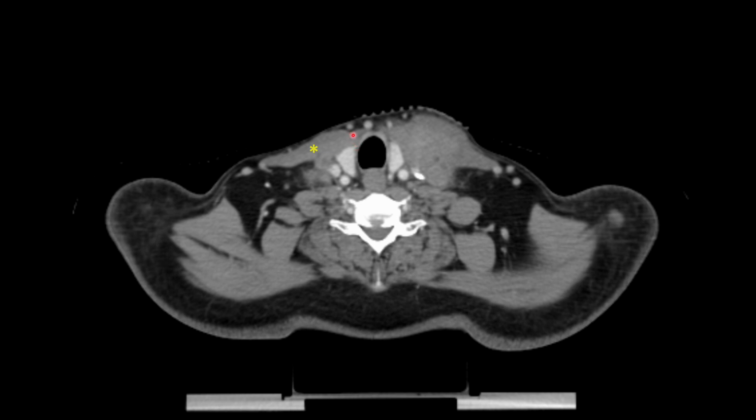So this is the medial limit of the muscle, and this is the lateral limit. All the way from here to here is the sternocleidomastoid, and deep to it is your level 2, 3, and 4. On the opposite side, you can't really appreciate it because there's a huge node that's infiltrating into the sternocleidomastoid. You can make out the posterior border, but anteriorly you can't really make out the muscle.